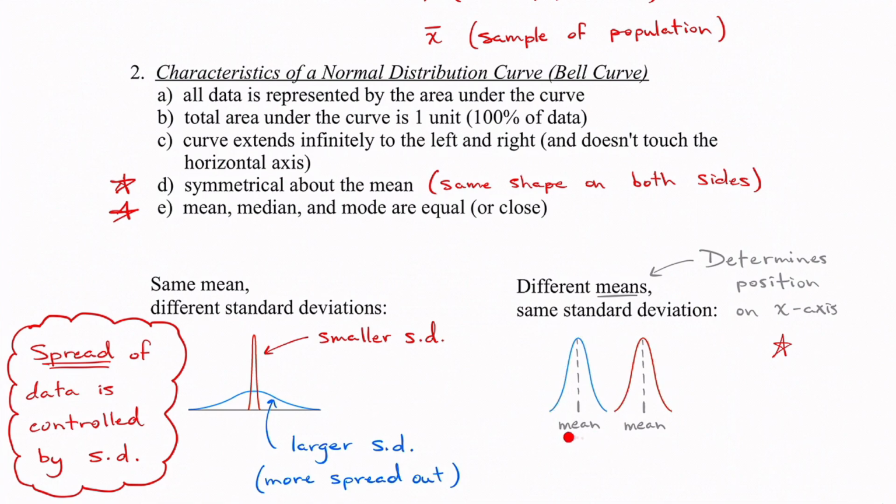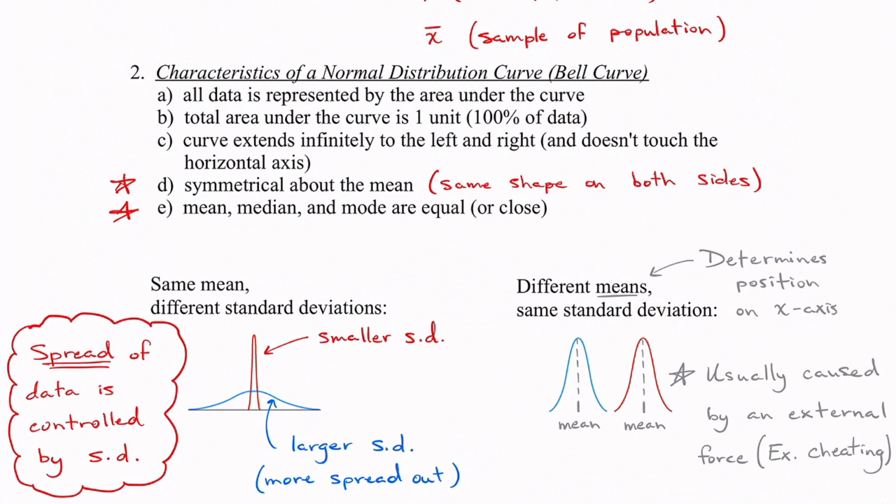Now, the only time that this kind of different mean is going to occur is if something is affecting it. So it says it's usually caused by an external force. An example of that could be cheating. So maybe you had a test where the people writing the test were cheating. A lot of them are going to get this higher mark, and they're all going to be localized around that higher mark. And then there's going to be another mean for the people that didn't cheat, and this is where everybody would be localized around. So again, usually that only happens if there's some external force, something that's affecting the data.